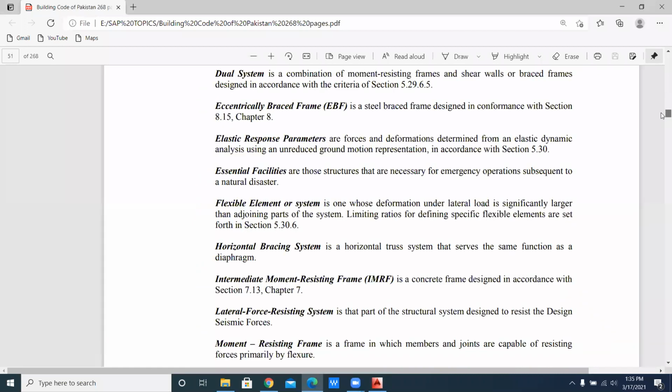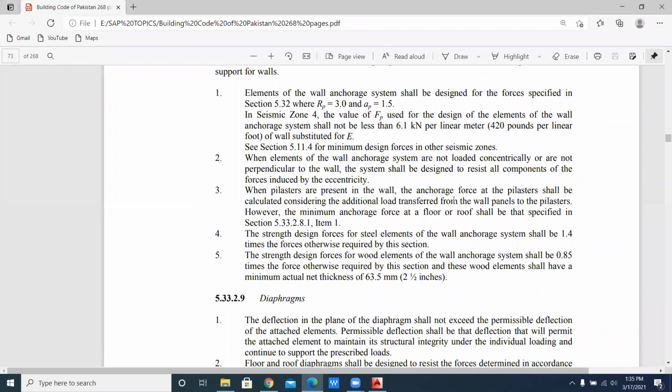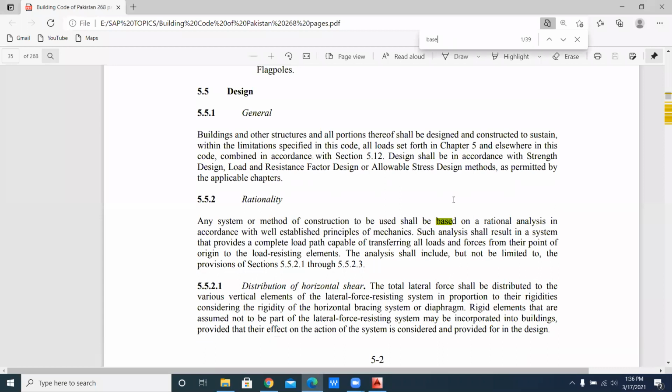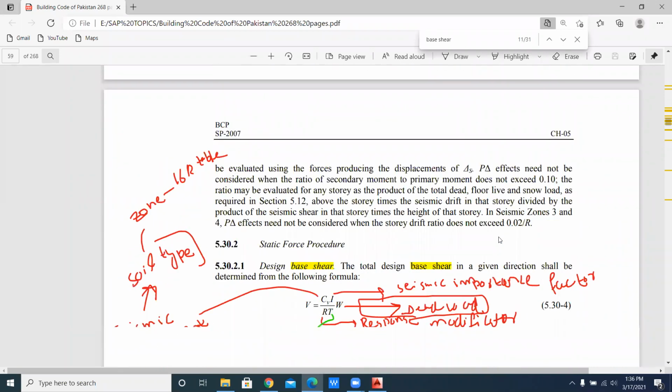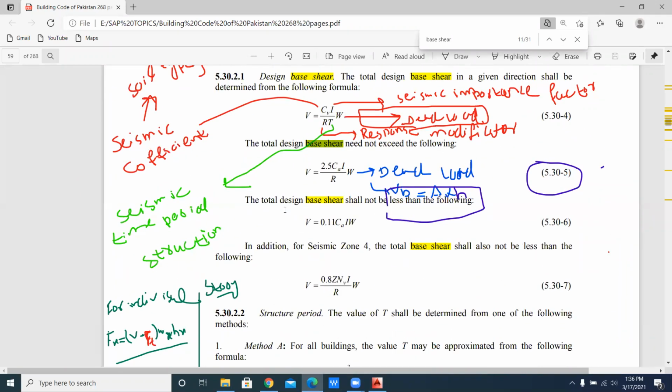Base shear is normally in chapter number 5. We can also find out here that is base shear. I have discussed it in detail. That is normally base shear. We will find out the base shear by this formula. Here the total design shear does not exceed this.